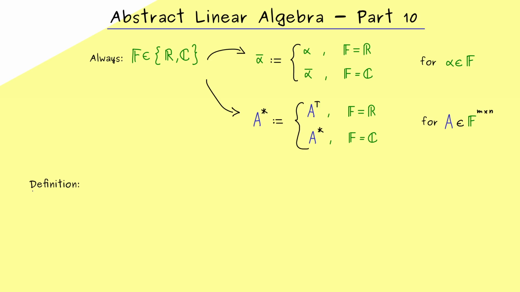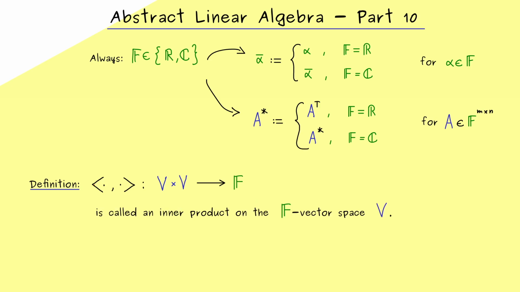Okay, with these notations cleared up, we can give the definition of a general inner product. Hence, this definition will generalize the standard inner product we already know from R^n and C^n. And indeed, we use the same common notation with the pointed brackets. So you see, we have a map with two inputs, so the domain of definition is the Cartesian product V times V. And as always, V stands for an F vector space. But the codomain of an inner product is always the field of scalars. And now this map here is called an inner product on V if it satisfies three properties.